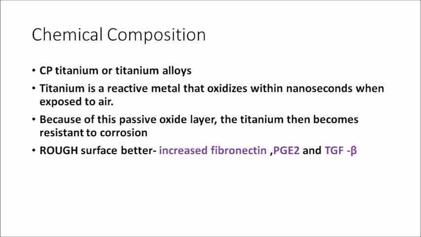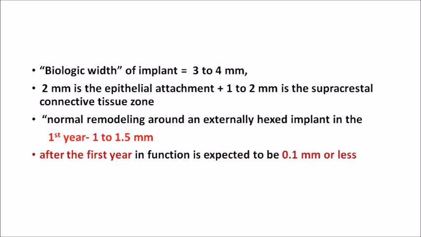It is made up of CP titanium, or commercially pure titanium, or alloys of titanium. Why is titanium very important? Because it is a reactive metal and it oxidizes within nanoseconds after its exposure to air. So titanium forms a titanium oxide layer. Because of this passive oxide layer, titanium becomes very resistant to corrosion. After it forms this oxide layer, it is the most resistant. So the rougher the surface, the better. Why? Because there is increased fibronectin, PGE2 or prostaglandin E2, and growth factors like TGF beta on the surface of the titanium formed.